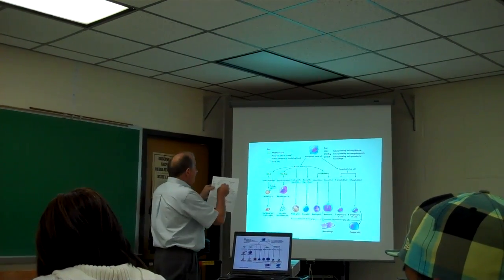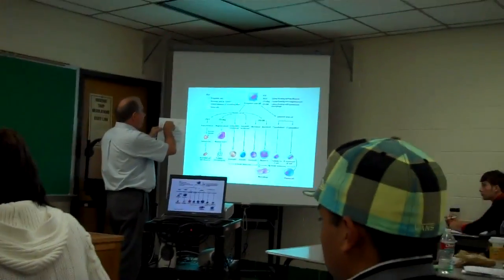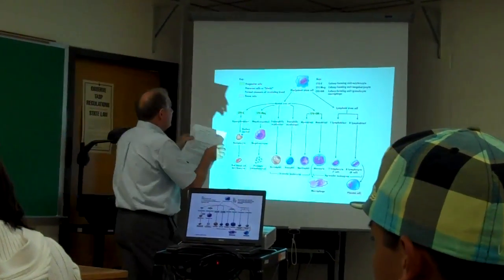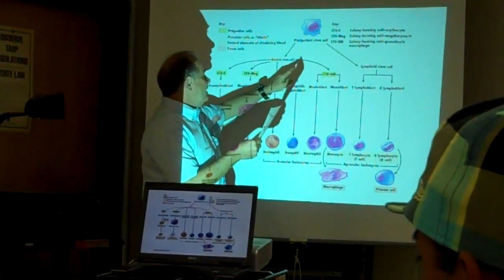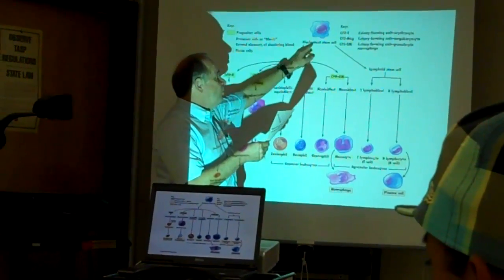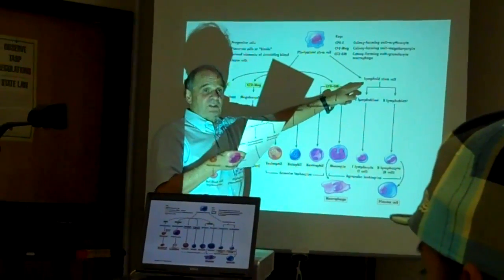Now, on this sheet, start right here and draw a little arrow, you can do it like this on yours. Pluripotent stem cell, and you'll come down to myeloid stem cell. Pluripotent stem cell, lymphoid stem cell.